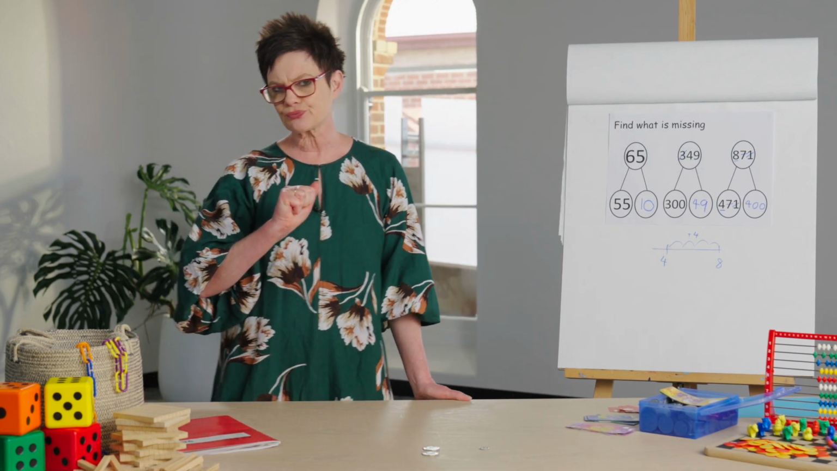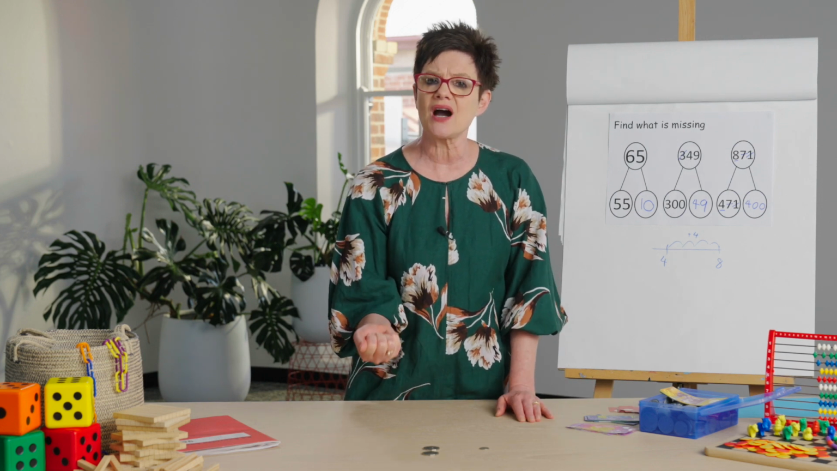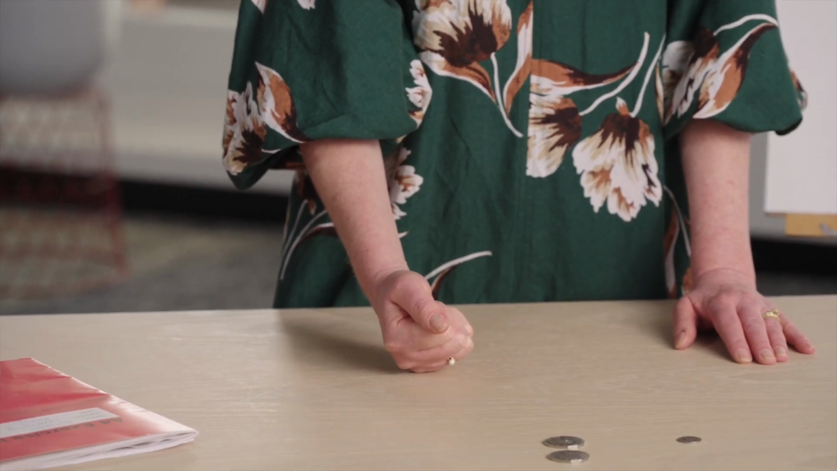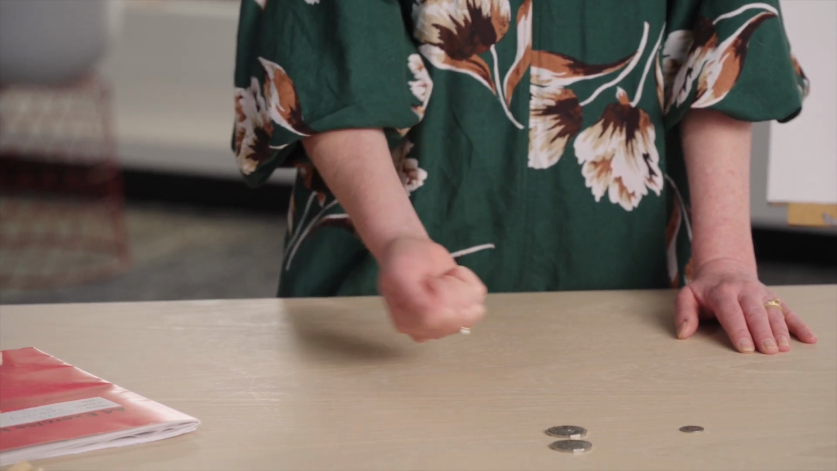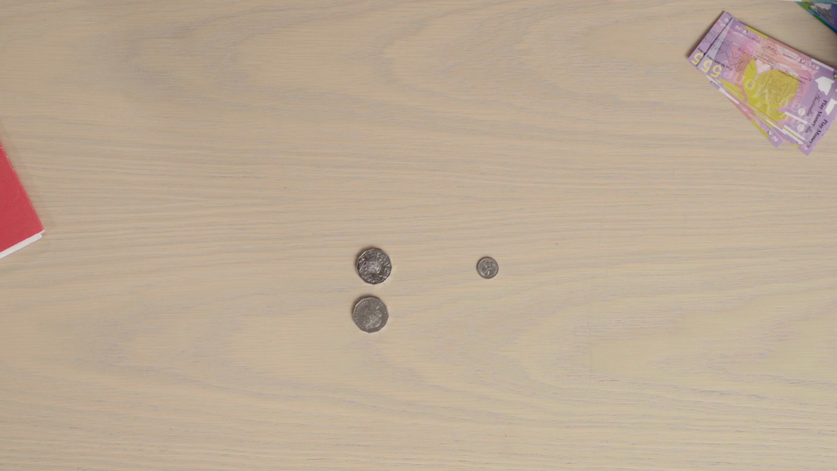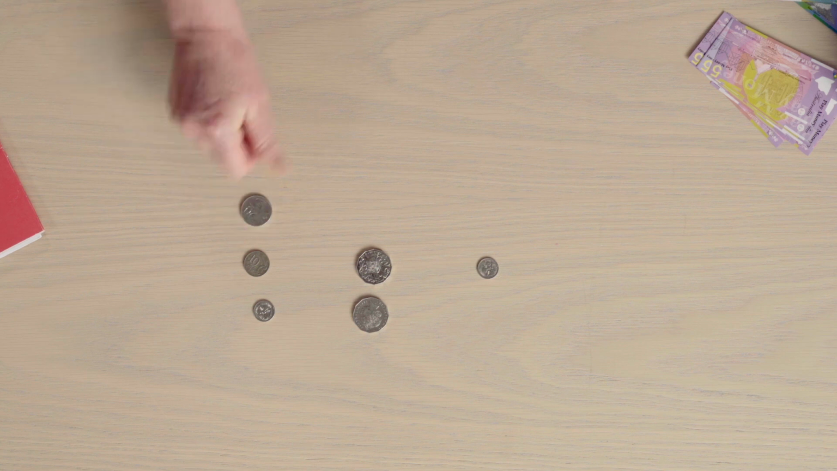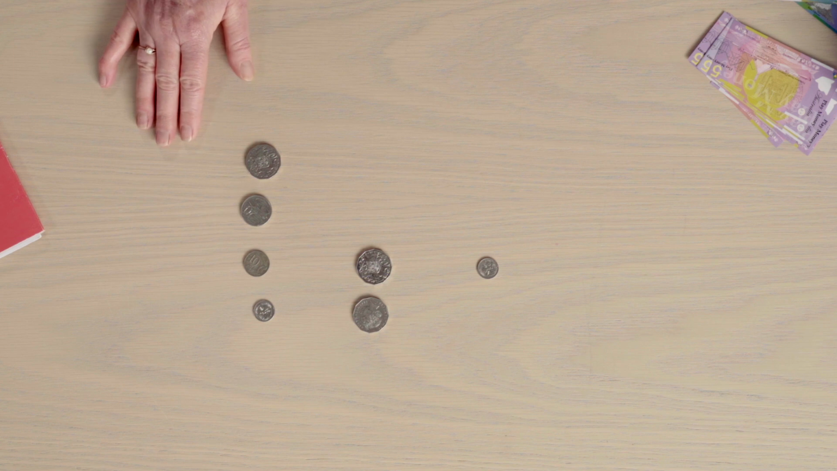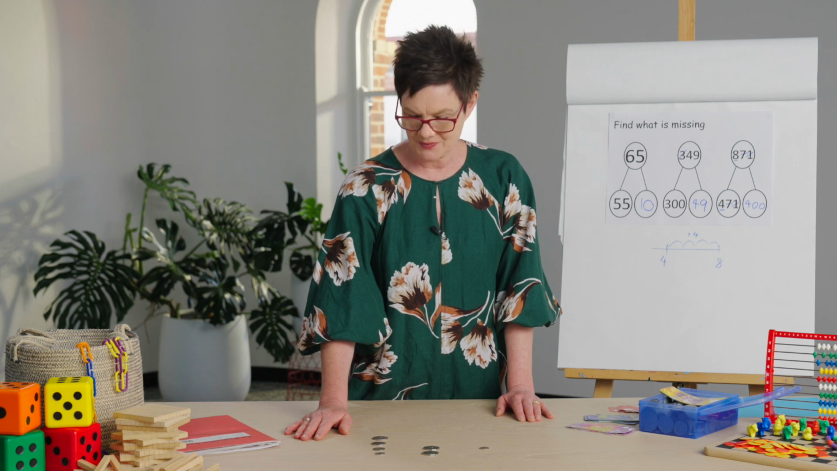Here's a tricky one. I have 4 silver coins in my hand, and they are all different. What do they add up to? 4 silver coins. What is the total amount? Can you think of what they might be? Well, one will be a 5 cent, one will be a 10 cent, one will be a 20, and one will be a 50. What's the total value of these coins? Was your answer 85? I hope it was.